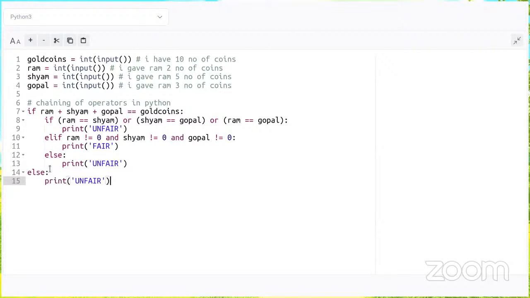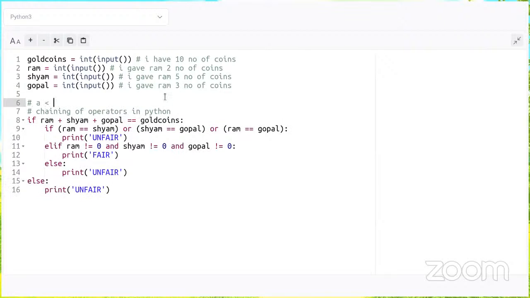If Ram equals Shyam equals Gopal, not equal to 0, can we write that? No, you have to be careful with chaining. Generally avoid chaining unless it's something very simple, like A less than B less than C. Here B should lie between A and C, you are checking for that, it works correctly. But especially for the A double equal to B double equal to C case, please don't use chaining.